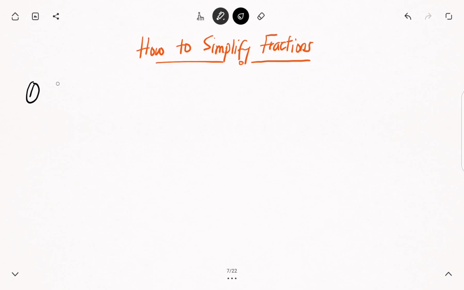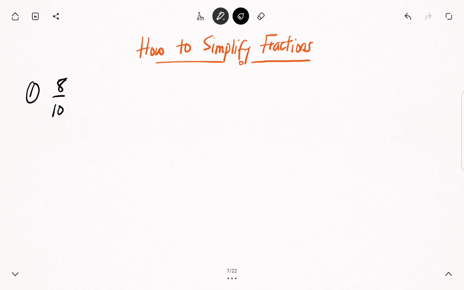Example, so we have 8 over 10 and we have to simplify these fractions to the simplest form. How can we solve this problem? Now, for you to simplify fractions, you need to have your multiplication table at hand. You need to know multiplication very well.